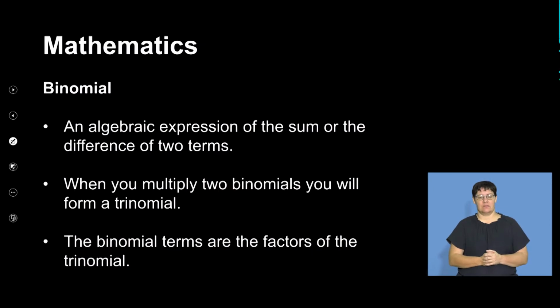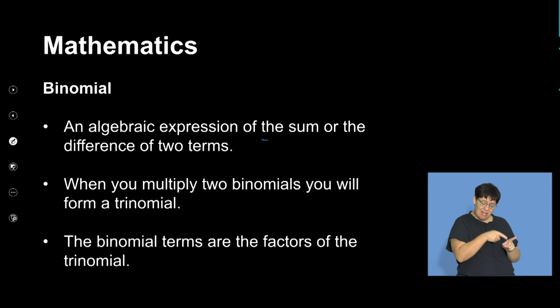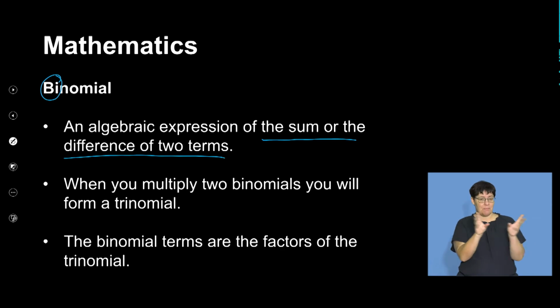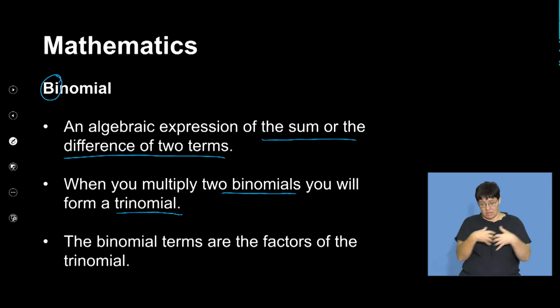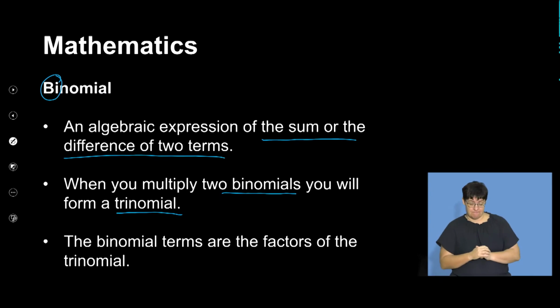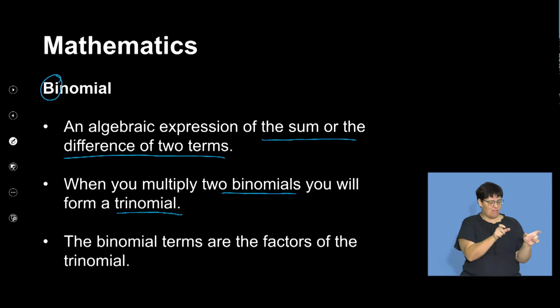All right, so firstly we must talk about what is a binomial before we can even move on to a trinomial. A binomial will be an expression of the sum or the difference of two terms. Because of the bi, it's always about 2. When you multiply two binomials, what is it that you get? You form a trinomial. So that's where the trinomial comes from. That's why I said we first look at what a binomial is in order to make sense of what a trinomial is. The last thing about a binomial is that these two binomial terms are the factors of the trinomial.